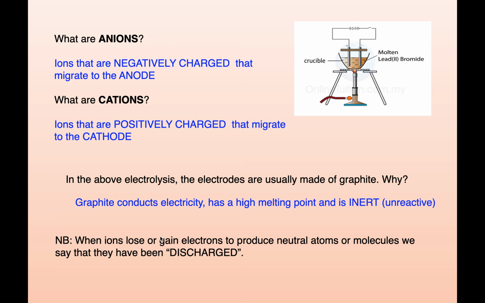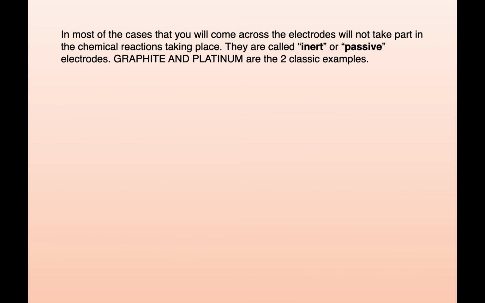When ions lose or gain electrons, they form neutral atoms and then molecules, and we say that they have been discharged. They've lost their charges. Okay, we've just mentioned this. In most of the cases you'll come across, the electrodes will be inert or passive. They don't take part in the reaction. Graphite's a good example. Platinum's another good example.